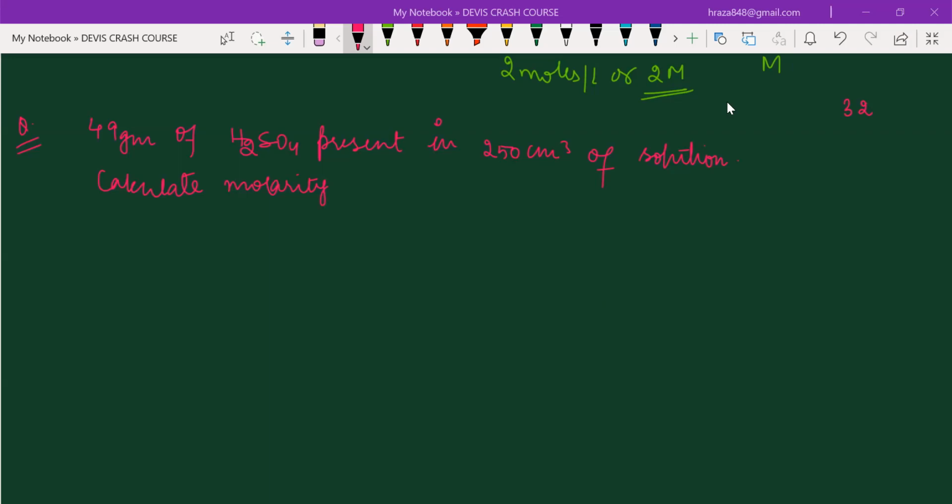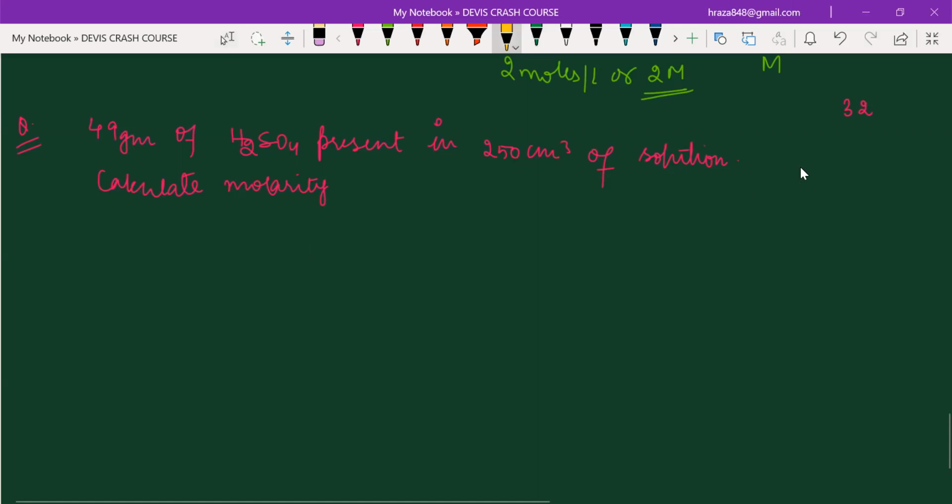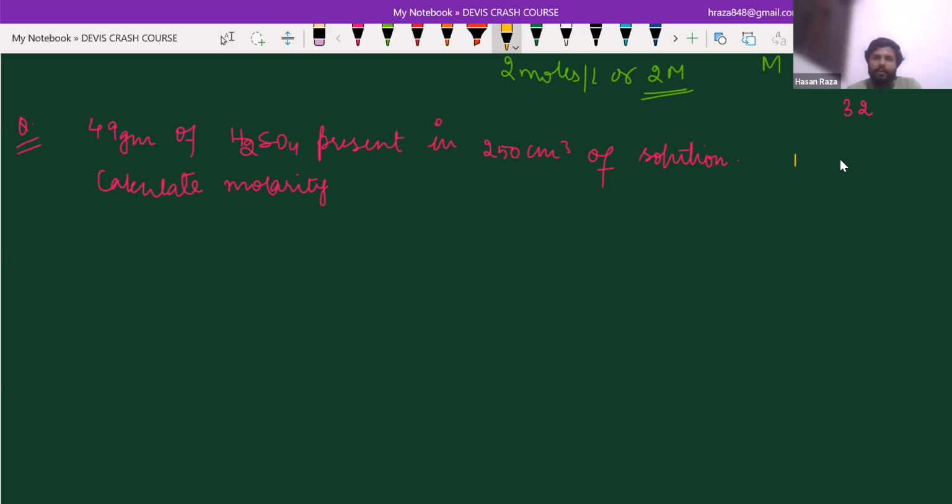What is the conversion of 250 centimeter cube to liter? Do you know how to convert ml into liter? 1 liter is 1000 ml. In the same way, 1 liter is 1000 centimeter cube. That means 1 ml is equal to 1 centimeter cube.